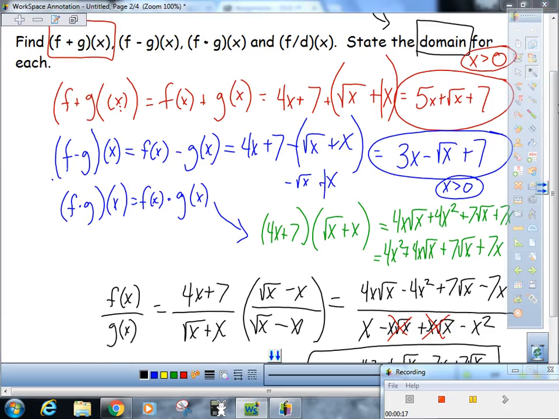The other three, is that what you're going to tell me, Lexi? Thank you. X is greater than or equal to 0. X is greater than or equal to 0. I said it right and got my notation wrong. Thank you. Okay? All right, one more.